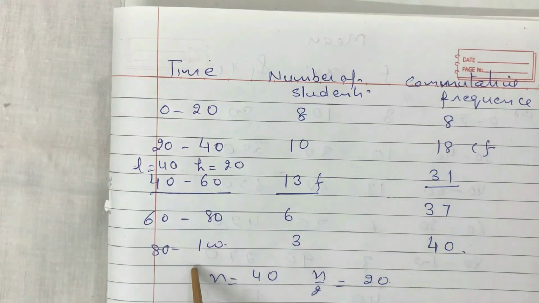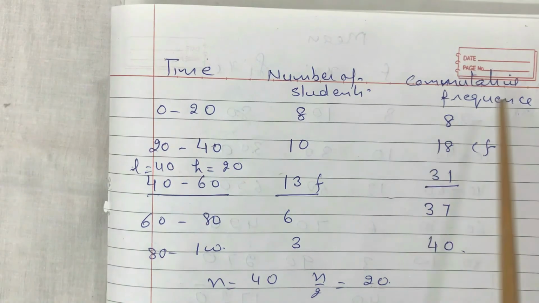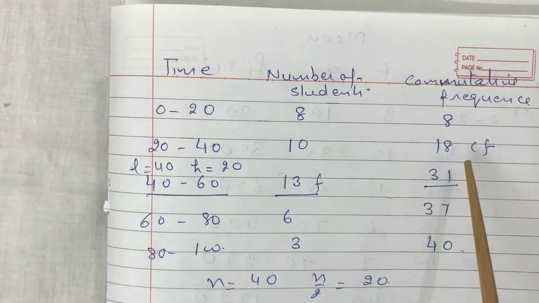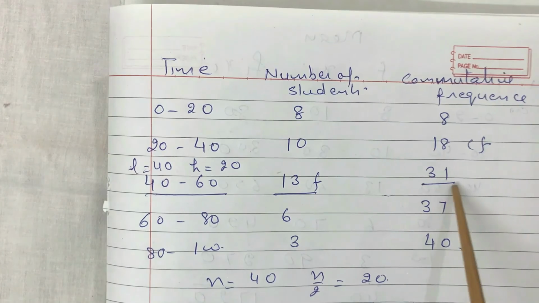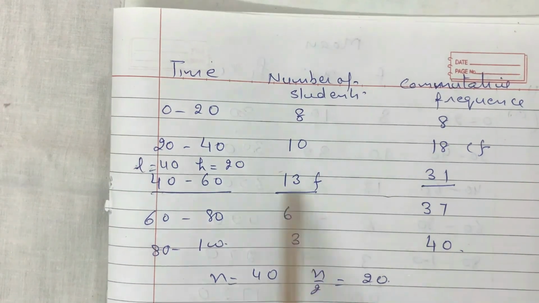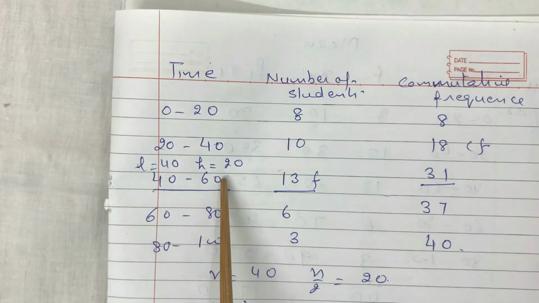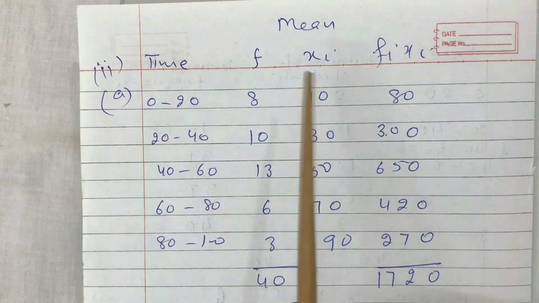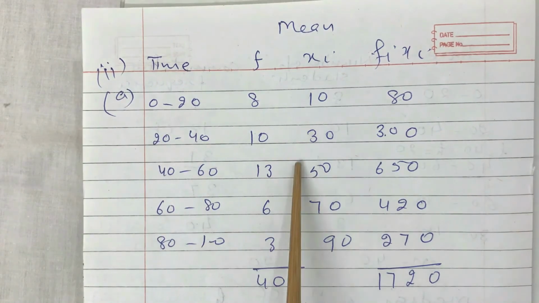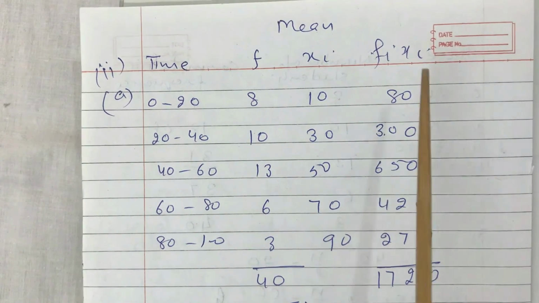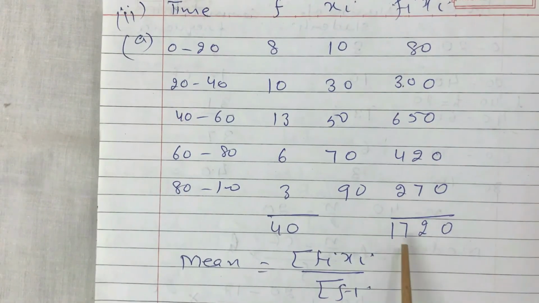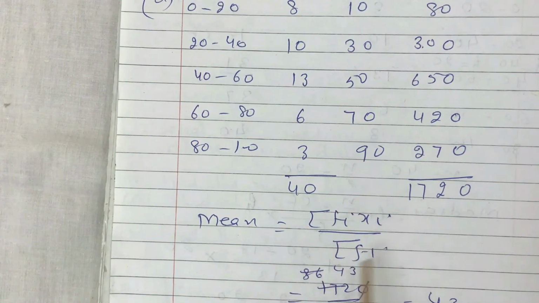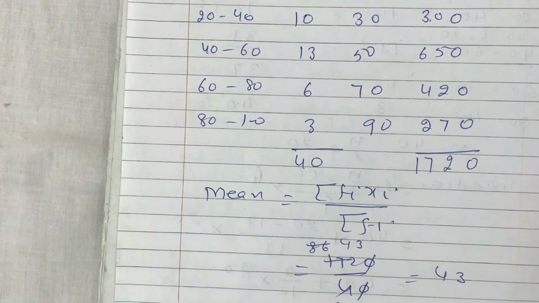Now here time is given, number of students is here, and I have written cumulative frequency here. Here n is 40. 40 upon 2 is 20. So the cumulative frequency which is more than 20 is this 31. So check this line, and 40 to 60 is the median class. So the first answer, they are asking for the median class, that is 40 to 60. Now find the mean of this data. I have applied the direct method. So this is Fi, this is Xi, this is FiXi, and the total of FiXi is 1720 and the total of Fi is 40. Mean is equal to sigma FiXi upon sigma Fi, that is 43. So that is the answer.